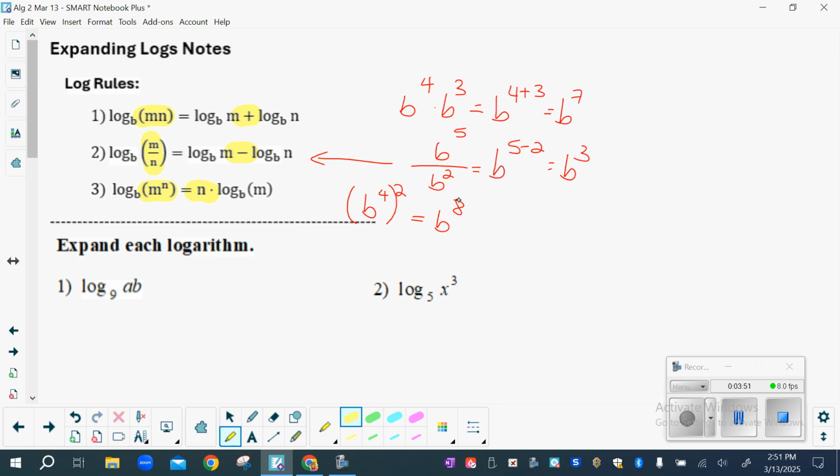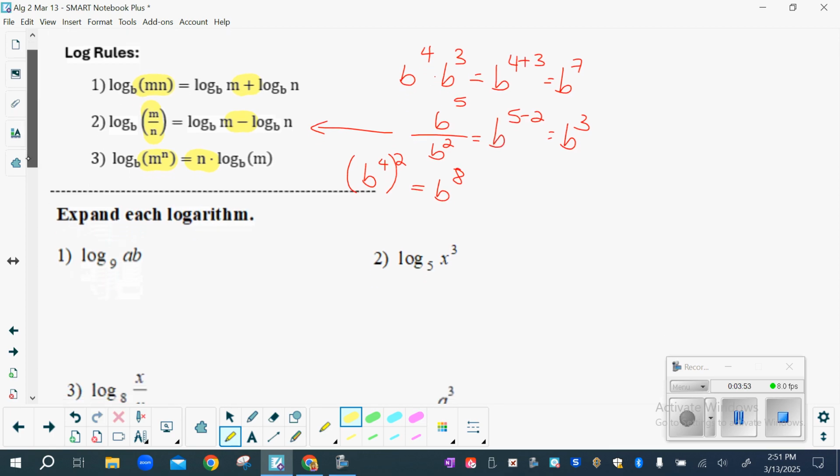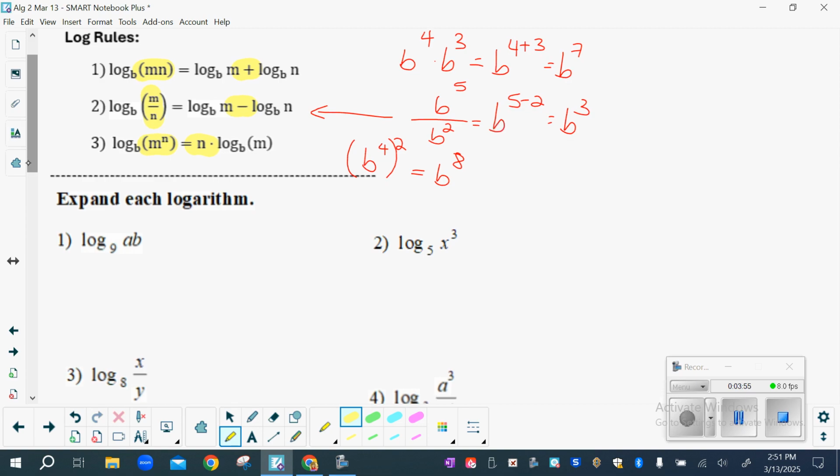So you've got these 3 rules. What we're going to do today is we're going to expand logs using those 3 rules. So on this first one, log base 9 of AB, we have AB. What operation is that? Multiplication. That was kind of the question.